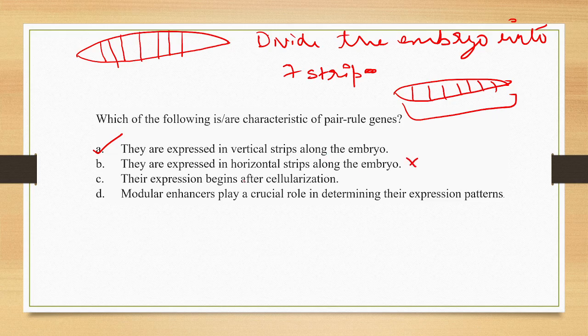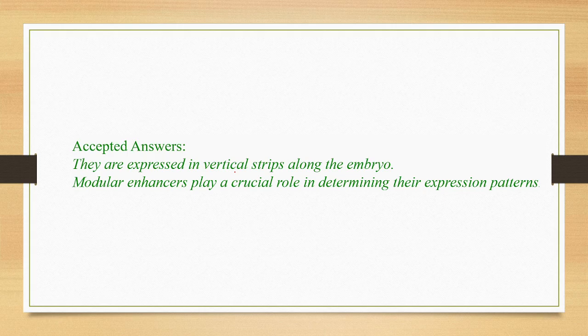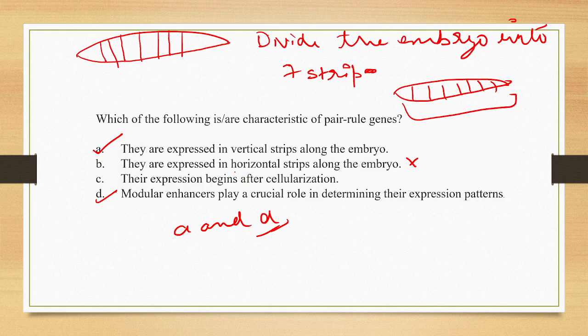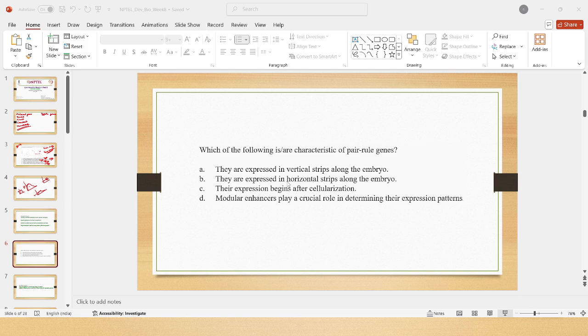Their expression begins after cellularization? No. So now, what is cellularization? Can anybody tell me what is the meaning of cellularization? Anybody? Okay. First of all, option D, modular enhancers play a crucial role in determining their expression pattern. True. So your correct options are A and D. Now, can anybody tell me what is the meaning of cellularization?